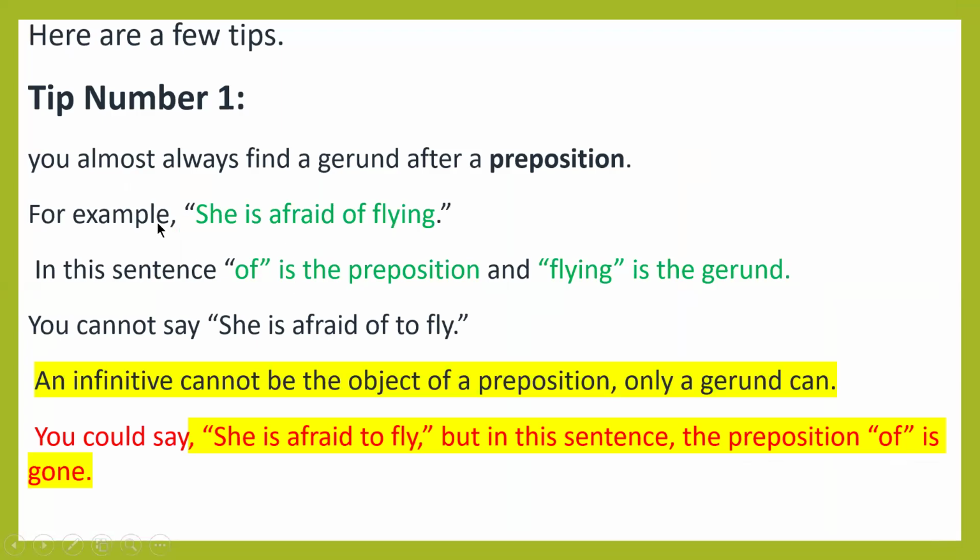A few tips to take care of whenever we are using a gerund or infinitive in our sentences. You always find a gerund after a preposition. When we are using a preposition in our sentences, we have to use a gerund. She is afraid of flying. There is a preposition, of. Here we cannot say she is afraid of to fly. Flying. So after a preposition, a gerund comes. Of is a preposition and flying is a gerund. So the tip to remember is that after a preposition we use gerunds.